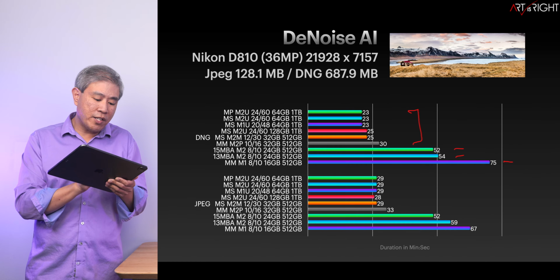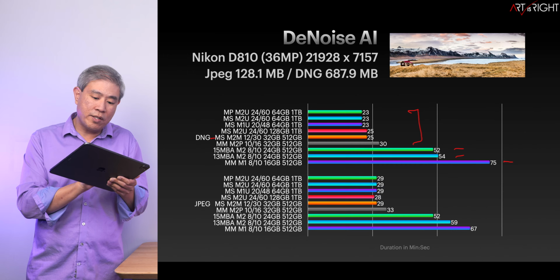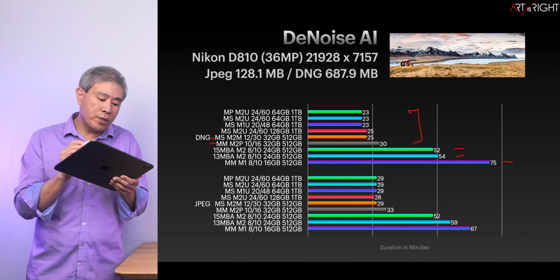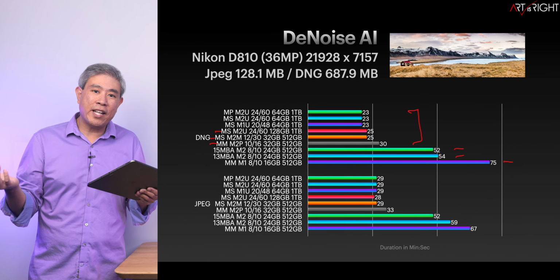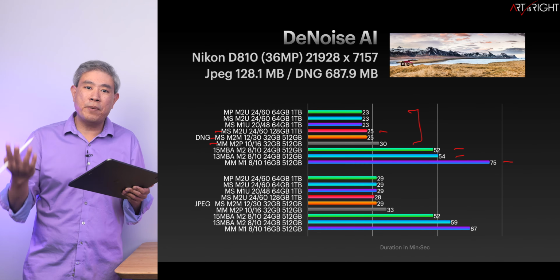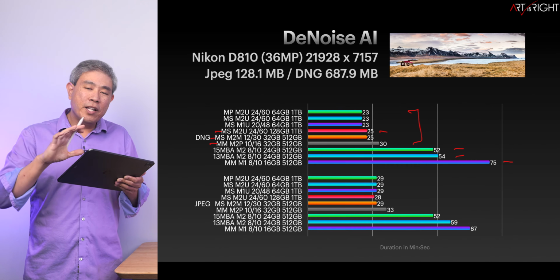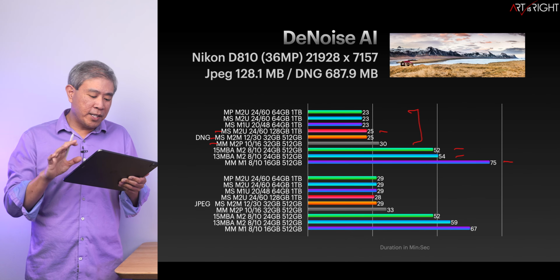You may get 5 seconds faster with the Mac Studio versus the M2 Pro on the DNG for this file, the RAW. When it comes to the M2 Ultra 128, we're not really getting that better performance. In fact, it is a bit like 2 seconds slower. So these are some of the things to really think about when you're looking through this.